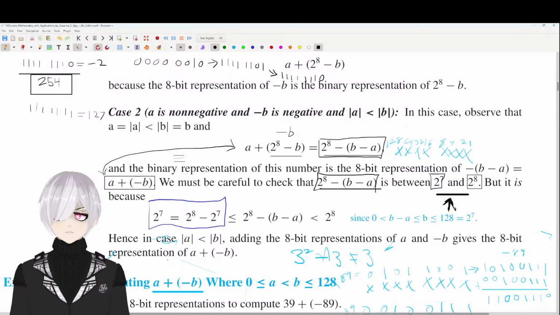So, when we're trying to get a negative number, in the case where we have A as positive and B as negative, the two's complement of B plus A would need to land between 128 and 255.